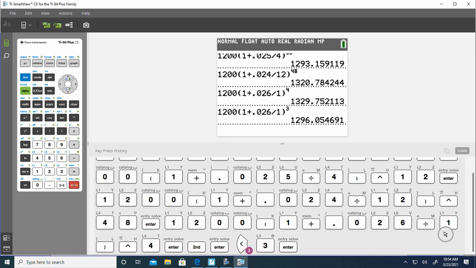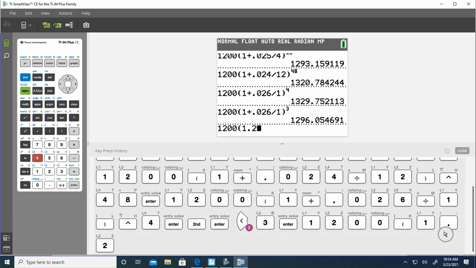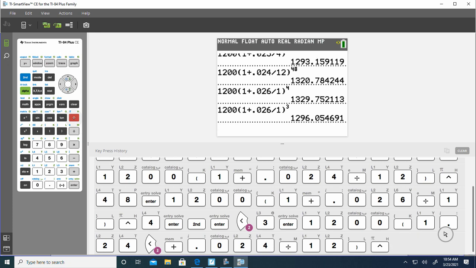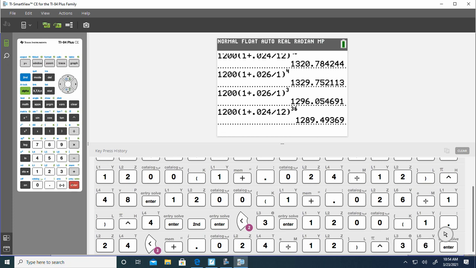All right, let's see. We're going to go 1,200, 1 plus, all right, so 1 plus 0.24, divided by 12. And that should be raised to the what? 36? 36. Yeah, if I did things correctly, it'd be nicer. So that should have been to the 36. Sorry about that.